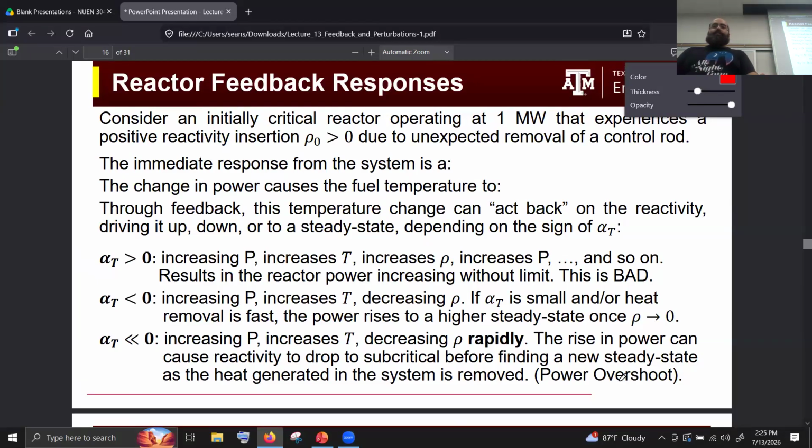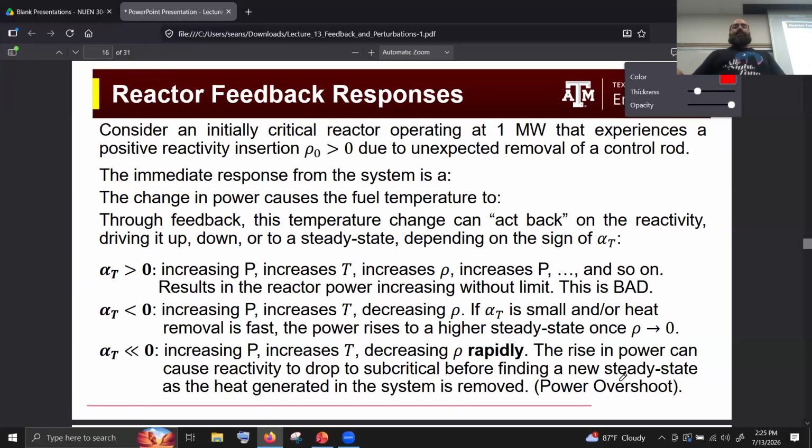So this is just illustrating what the temperature coefficient would look like in terms of a feedback response. So what we're saying is that we're imagining a reactor that's critical at, say, 1 megawatt, and then it gets a positive reactivity insertion from the removal of a control rod. And so if I have a positive reactivity insertion into a reactor that was initially critical, then the immediate response is that the power is going to jump. So I'm going to have a prompt jump in power.